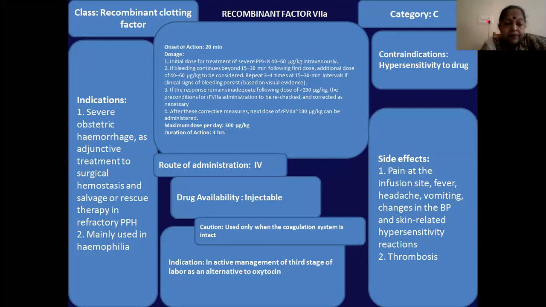Repeat at 3 to 4 times intervals while clinical signs of bleeding persist, or based on visual evidence. And if the response remains inadequate following a dose of more than 200, the preconditions for the administration should be rechecked and corrected. Whenever you are prescribing such an expensive drug, you should know its limitations also. The maximum dose per day you can give is up to 300 microgram, and the duration of action of this recombinant factor 7 is around 3 hours.